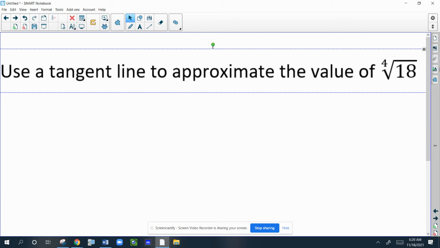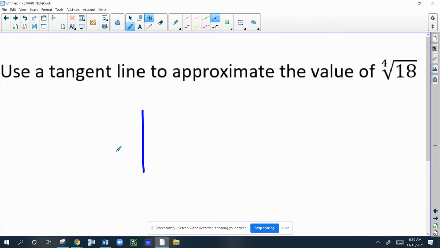Right, welcome back. Today we're going to use a tangent line to approximate the value of the fourth root of 18. This is called tangent line approximation, or it could be called local linear approximation. If you think about that phrase, local linear and tangent line are pretty much equivalent. I like local linear approximations because here's the deal.